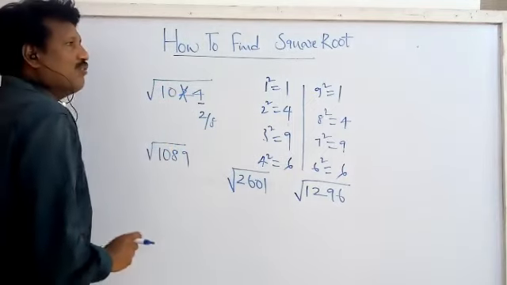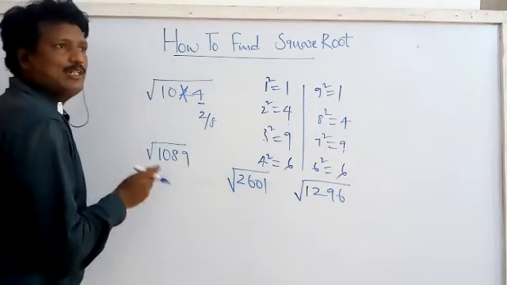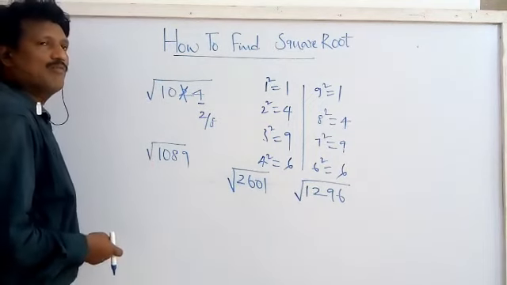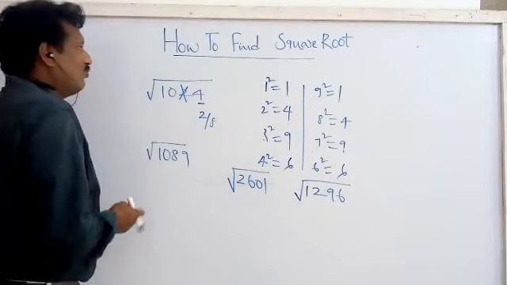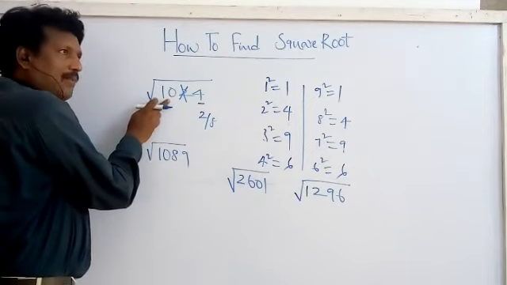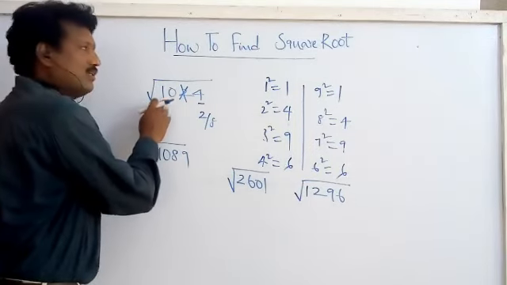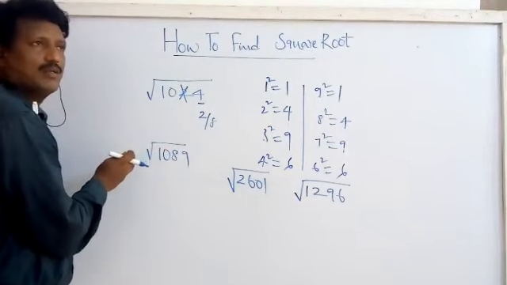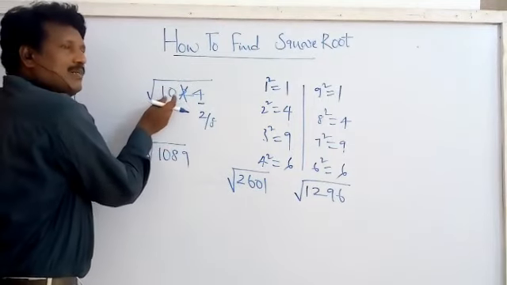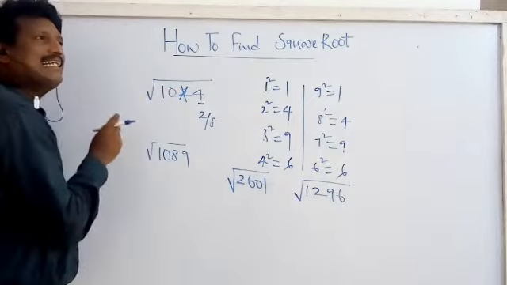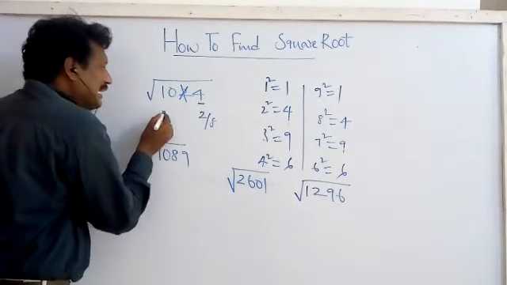Now which same number, if you multiply it by itself, is nearly 10? 2 2s are 4, 3 3s are 9. 3 3s are 9, which is nearly 10. If you take 4, 4 4s are 16, it exceeds 10. We should not consider that. Which number is nearer to 10? That means 3. 3 3s are 9. So we should take a 3 here.